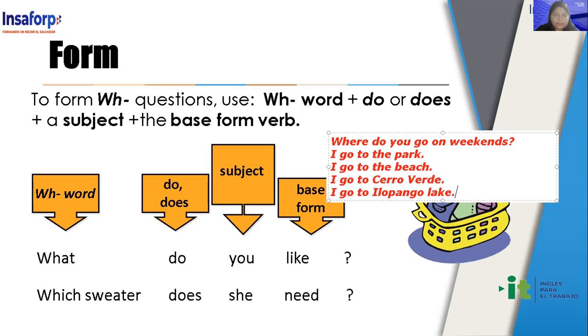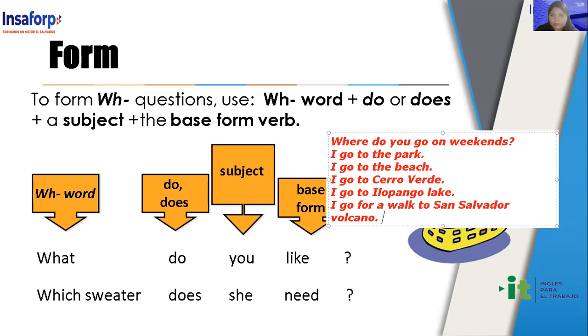Lake. I go to the walk in the volcano, sería. You can say I go for a walk on the volcano. Or you can say San Salvador's volcano, for example. I go for a walk to San Salvador volcano.